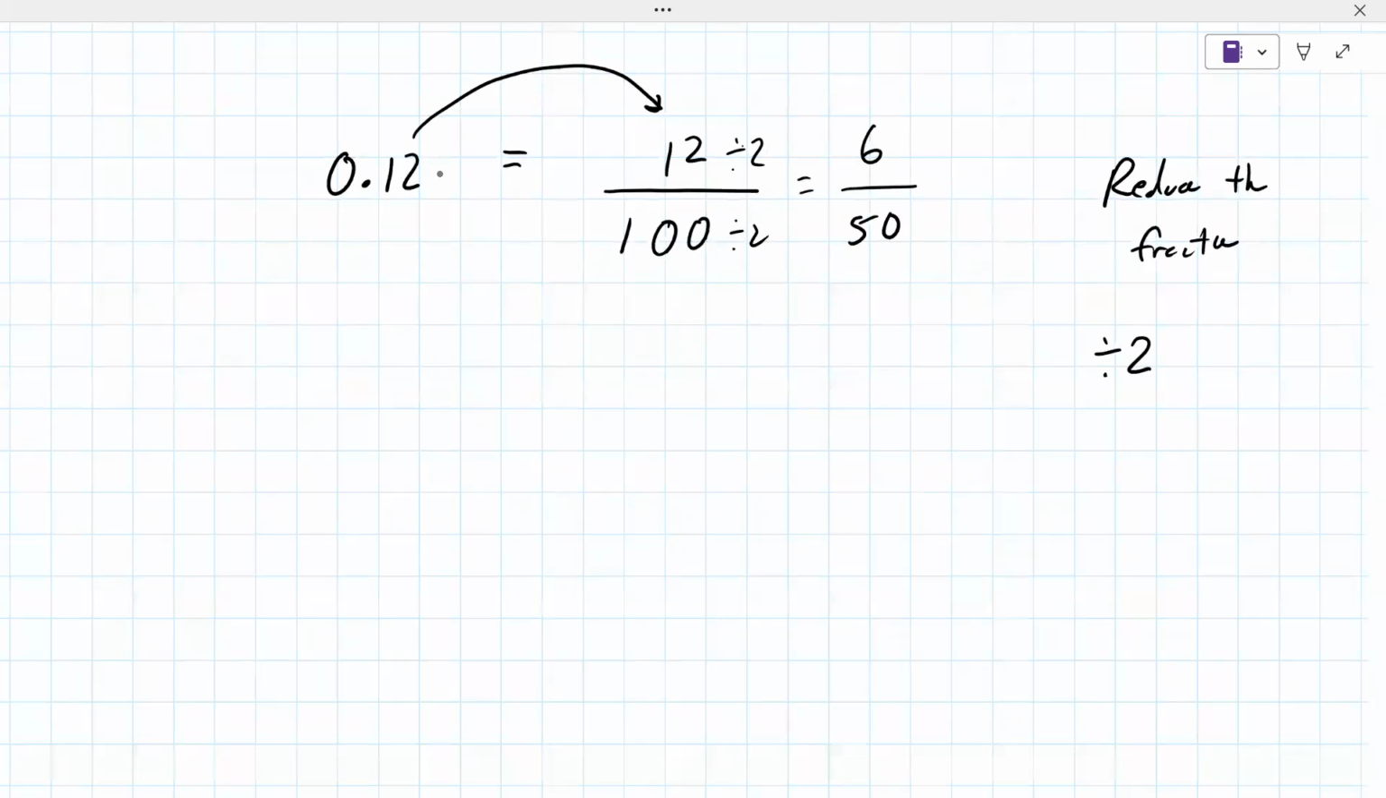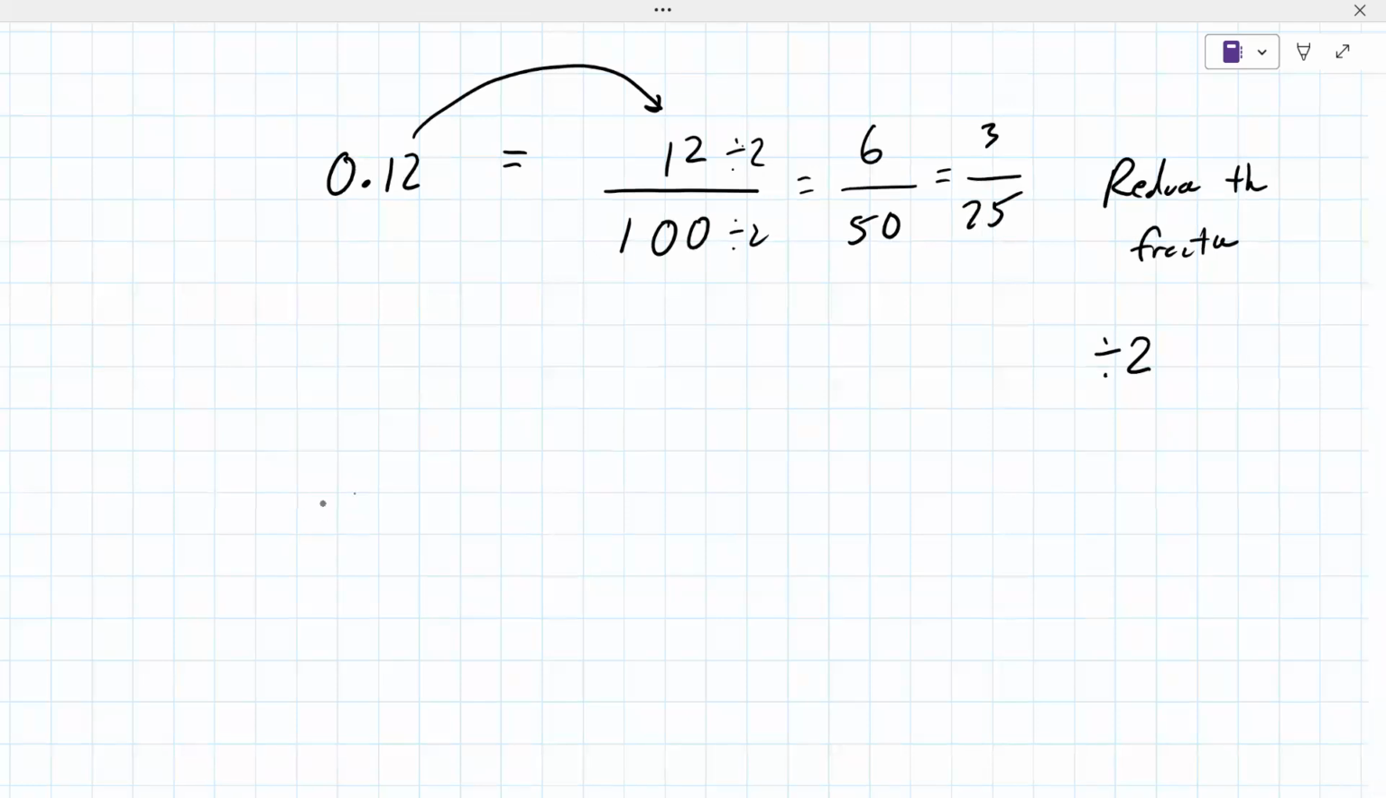Then you try it again. Can you divide 6 by 2? And then it was 3/25. Yes, very good.